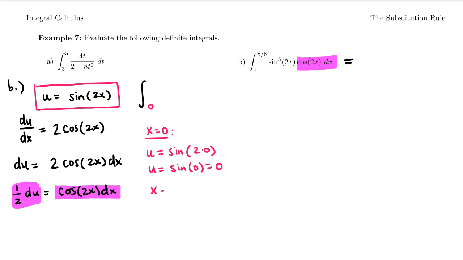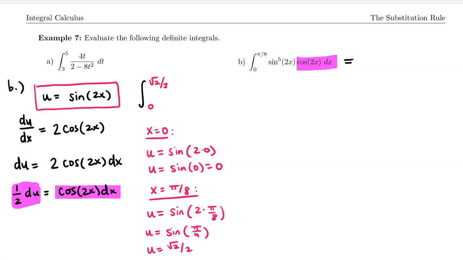And then let's see what our new upper limit of integration is going to be. So I'm going to take x equals pi over 8. I'm going to plug that into the pink boxed equation. So I have u equals sine of 2 times pi over 8. That gives me sine of pi over 4. And sine of pi over 4 we know to be the square root of 2 over 2. So that is my new upper limit of integration.